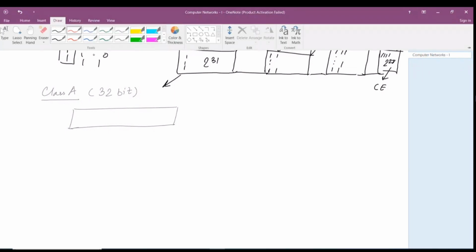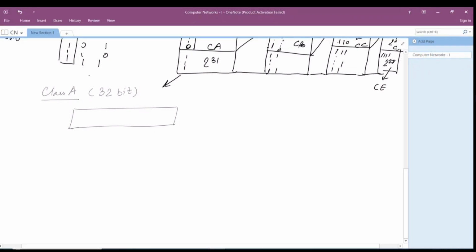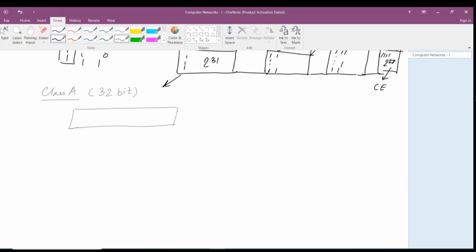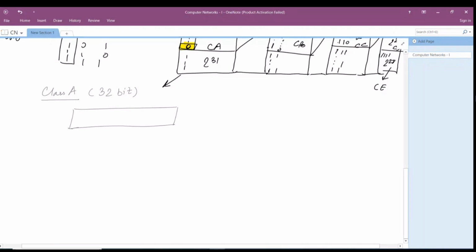So again, let's get back to the division. We have class A, we have 32 bits. Now we know that in class A, the condition is that the first bit is fixed, which is 0. In class B, 10 is fixed. Class C, 110. Class D, 1110, and class E, 4 ones. Okay, you just keep this in mind.